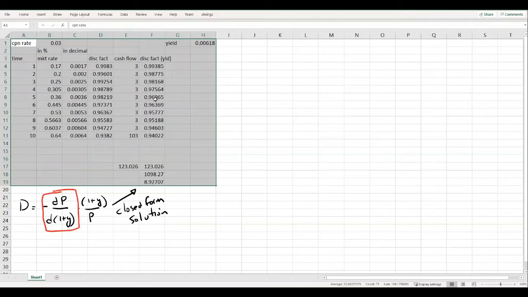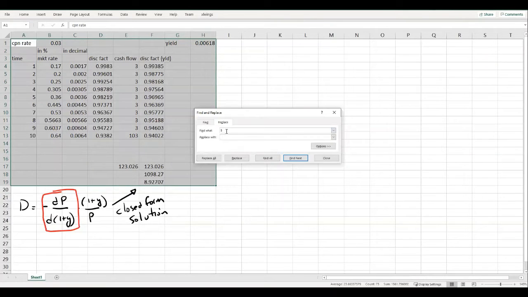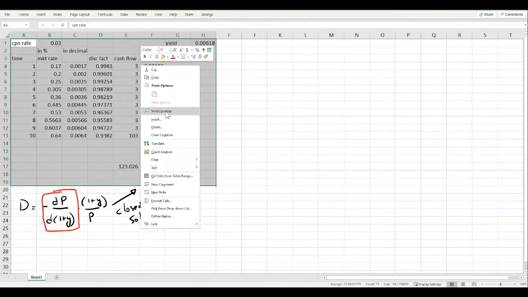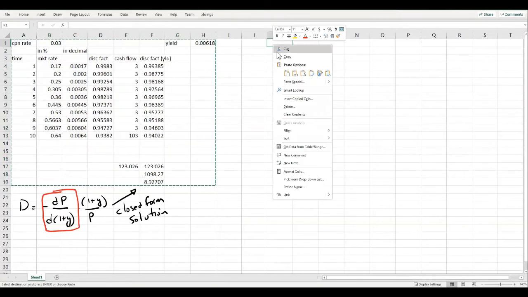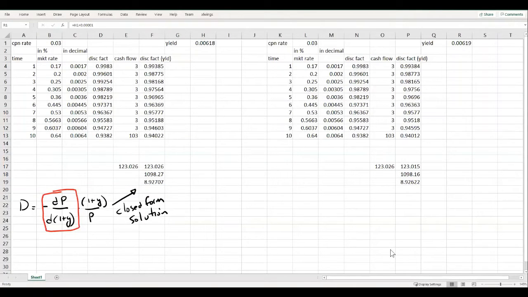Now, to do that, I will have to do replace, and Control H will give me that. So I have to replace any anchoring, which is the $ sign, by blank. So I do replace all. So there are replacements. Now I have removed all the anchoring. I can do the copy and paste. So copy, paste. The differentiation is a result of price change by changing the yield very slightly.